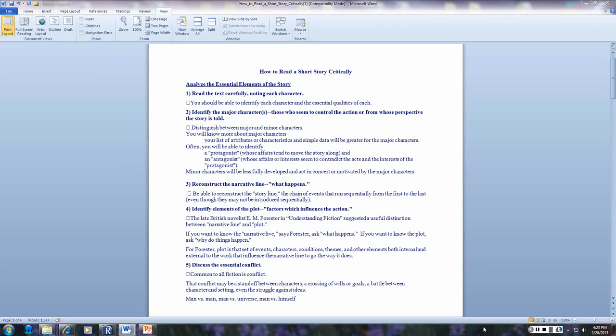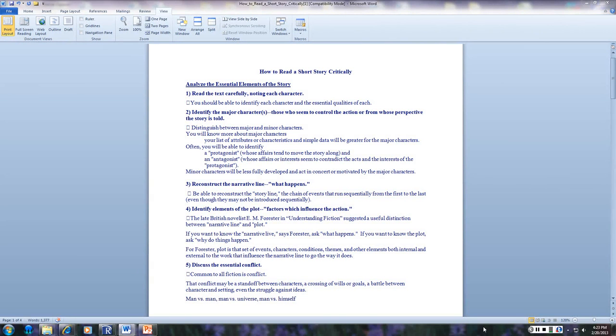And then minor characters act in relationship to the major characters. Think sort of in terms of a planet and its moons. So one thing that we need to do is to identify character. The second thing we need to do is to be able to say what happened. What is the sequence of events that take place in the story? Can you recount them?